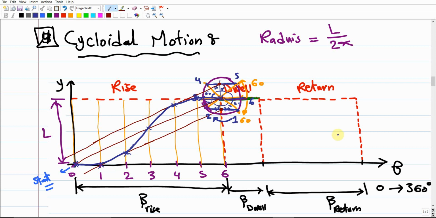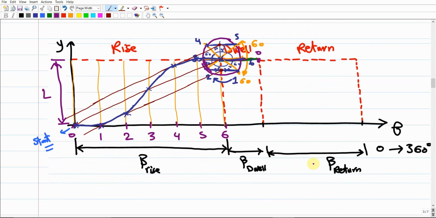Let us repeat again for the return period. Remember that the 6th digit is the crucial thing for the cycloidal motion. We have to break it down into 6 digits or segments. So we're gonna do the same. Going to the return, we're gonna start from this point for the return motion. So this is gonna be the 0 mark. And now we have to break it down into 6. This period is 120 degrees. If you divide it by 6, this is gonna give us 20 degrees.